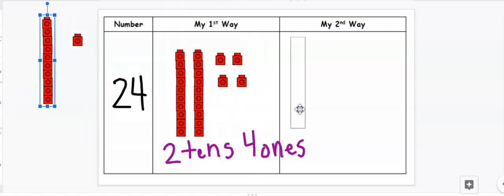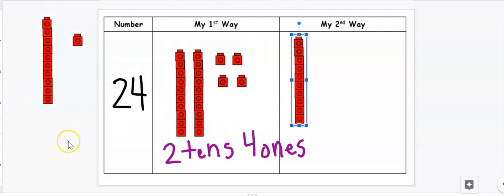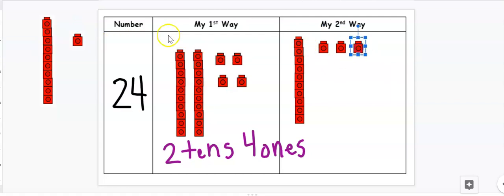Okay. What if I only have one 10? So let's build that. 10, 11, 12, 13, 14, 15. Okay, so who can predict how many ones I'm going to have? Okay, hold on to that. Let's see if you're right.